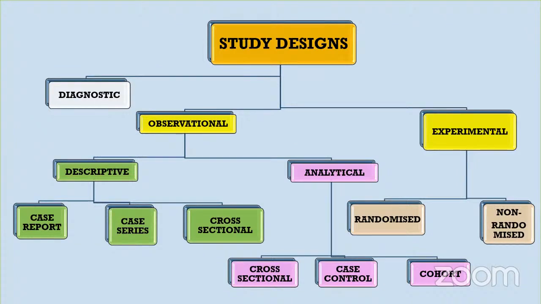Descriptive is a case report, case series, or just a cross-sectional study. Now, the cross-sectional study can have some kind of analysis to look at some risk factors. Then it becomes the analytical cross-sectional study. That's why under analytical, we have cross-sectional, a case control, and a cohort. Now, case control and cohort are looking at the risk factor analysis, whereas a cross-sectional study is looking predominantly at the prevalence of a disease.